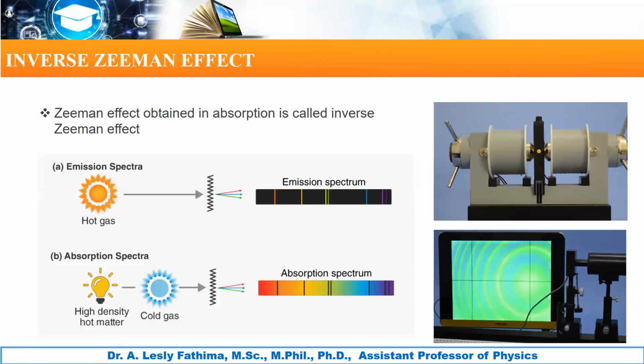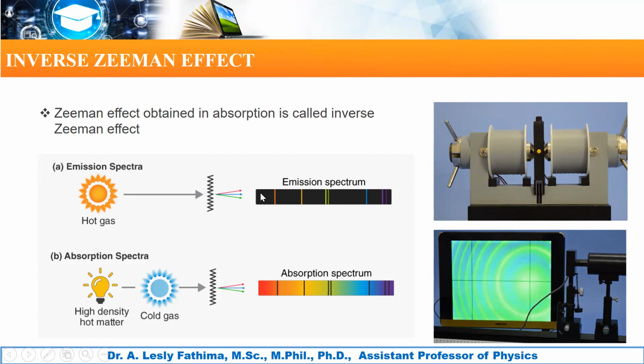Next one is the inverse Zeeman effect. The Zeeman effect is related with emission spectra, but the inverse Zeeman effect is related with absorption spectra. Zeeman effect obtained in absorption is called the inverse Zeeman effect.